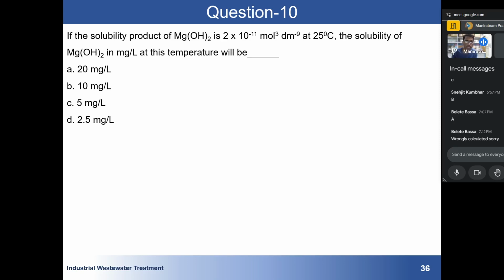I am assuming that everyone is aware of how the solubility product is written. We know that KSP is equal to... how do we write it: S², 2S, S, 4S³? The task is very simple. Here they have given it in moles, and we have to convert it into milligram per liter.